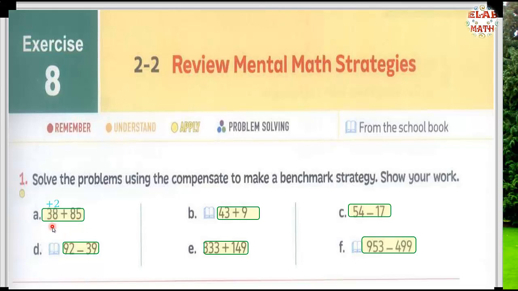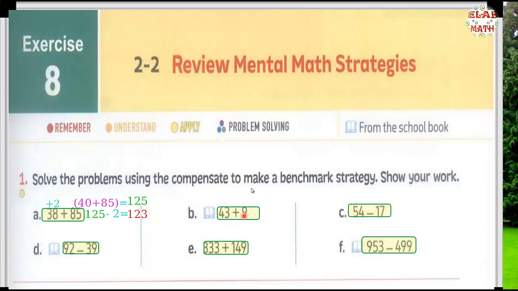38 plus 2 equals 40. 40 plus 85 like this. 0 plus 5 is 5, and 4 plus 8 is 12. The answer is 125. Take this sum and subtract 2, or subtract the same amount from the sum. 125 minus 2 equals 123. 123 is your sum. Next one, 43 plus 9.